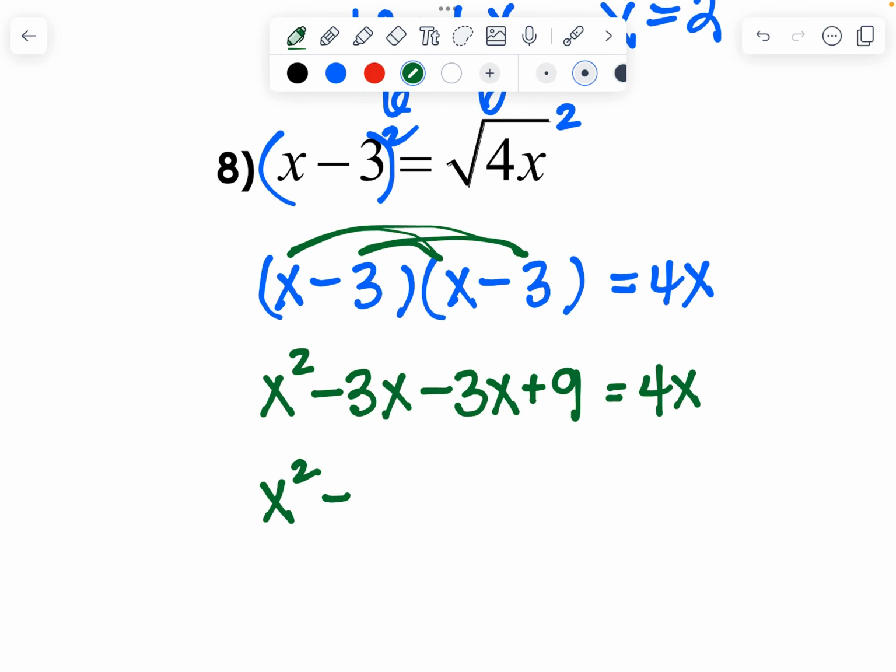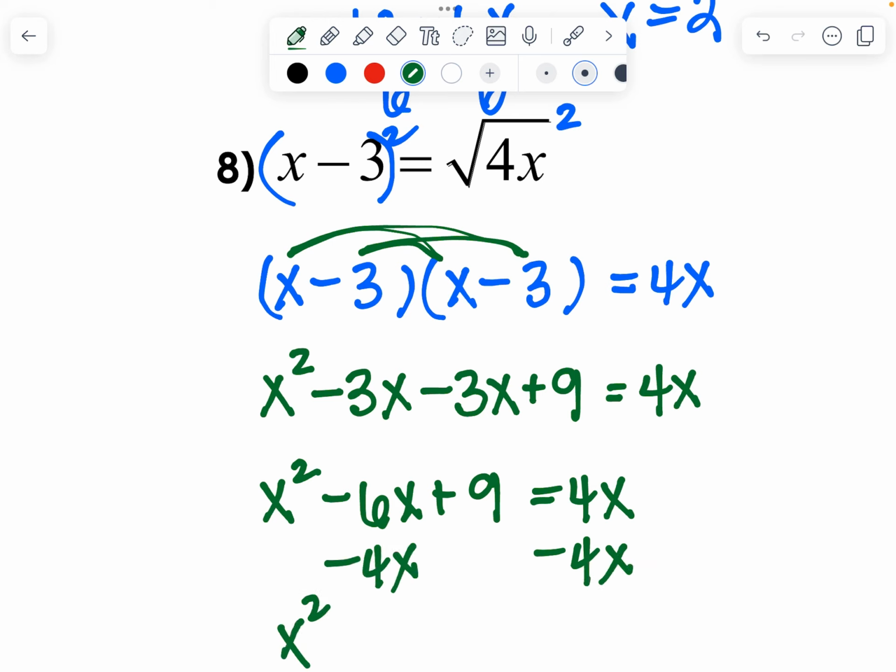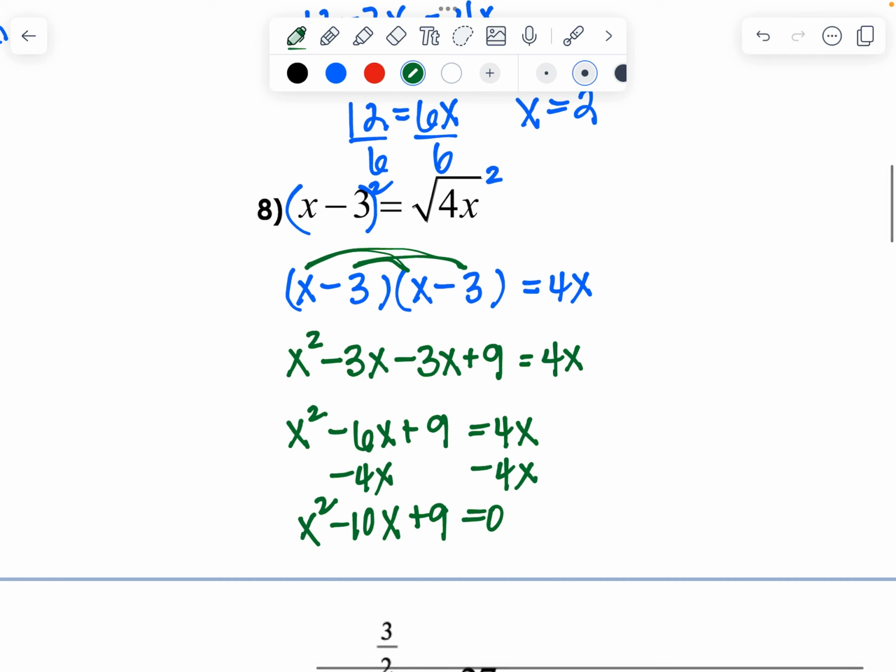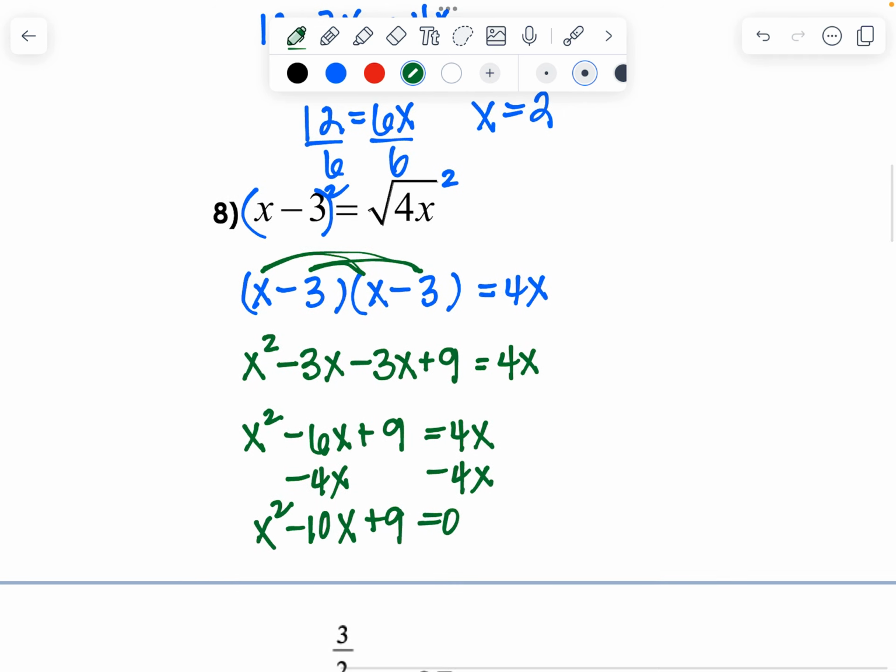Well, this simplifies to be negative 6x plus 9. And then remember, it's a quadratic. X is being squared, and so to solve, we have to set it equal to 0. So x squared minus 10x plus 9 will be 0. Now, in order to solve a quadratic, we use either factoring or the quadratic formula, especially when we've got this middle term like that. And this one is factorable, right?